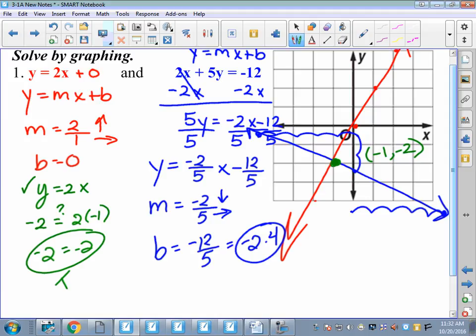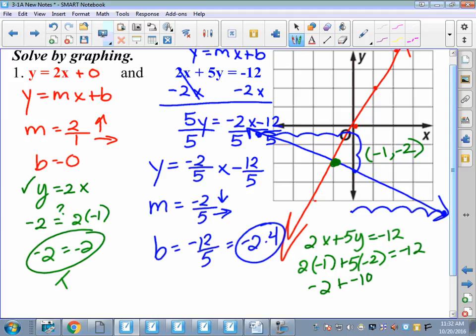When I check it with the other equation, 2x plus 5y equals negative 12, and I plug negative 1 in for x and negative 2 in for y, I end up with negative 2 plus negative 10, and that truly is equal to negative 12. Because the two sides balance, that means it's a solution for both. That ordered pair is on the red line. It's also on the blue line. It is the only ordered pair that those two graphs share. So my solution here, if this were my homework, I would give the ordered pair (negative 1, negative 2).